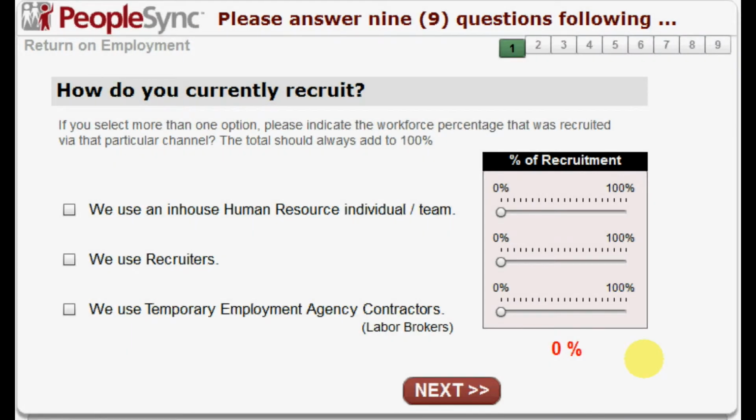The first question asks how you recruit people. There are 3 ways which you can do this. The first is to use your internal HR department. The second is to use recruiting firms to source the appropriate people. And the third is to use staffing agencies to outsource staff when needed. This question asks what the balance between these 3 elements is.